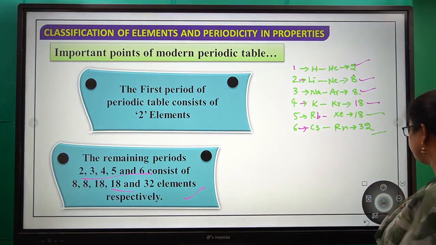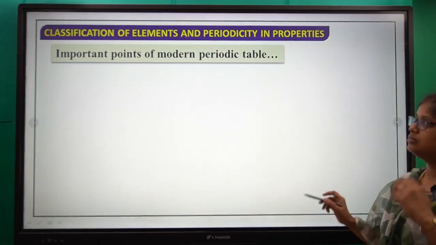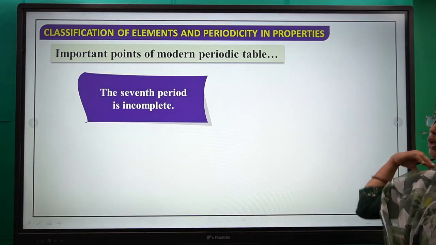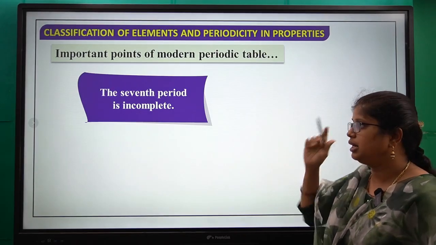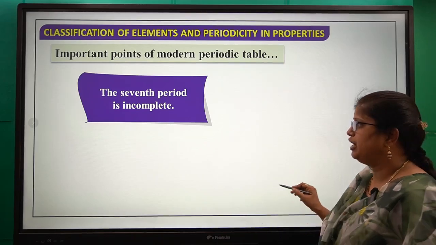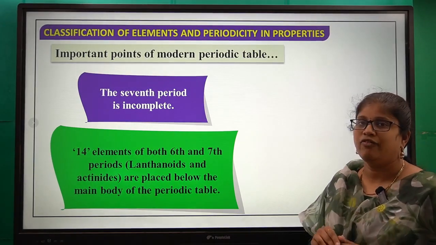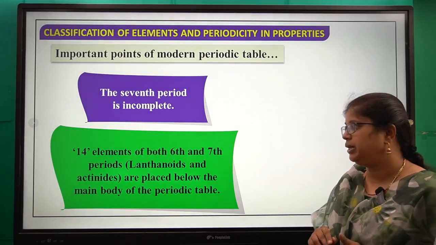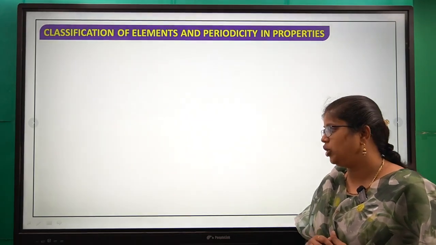Okay, next, important points of this. One more important point, the seventh period was actually incomplete, but now they have arranged the elements and they are trying to find out the complete properties of those. 14 elements of both 6th and 7th period are placed below the main body of the periodic table.